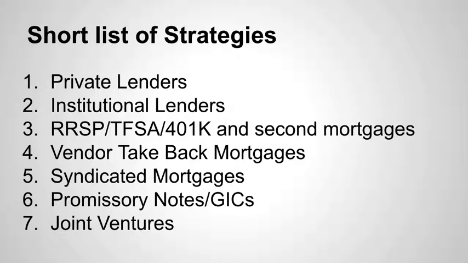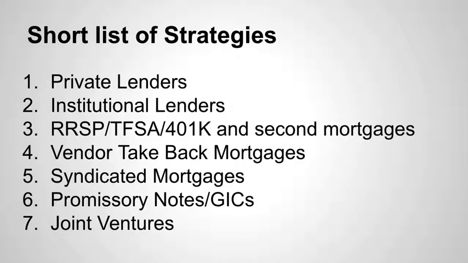Vendor take-back mortgages. This is where you get a mortgage from the seller or the person who owns the home that you're buying. Essentially, you're buying the house with 100% financing, 80% from the bank, 20% from the original seller. All you have to do there is you do a clawback mortgage, and we'll tell you and reveal to you what that is in the live training.